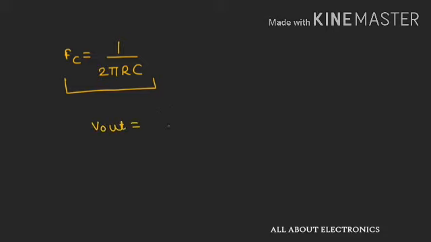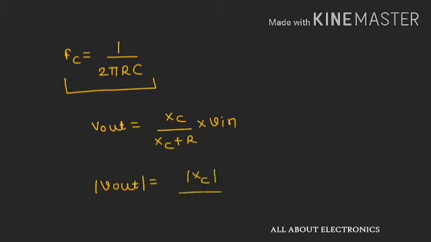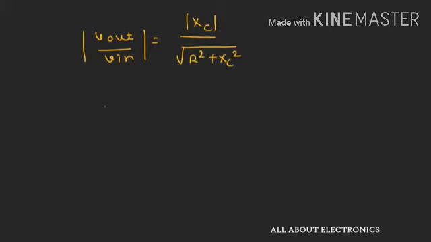Earlier we had seen that Vout can be given as Xc divided by Xc plus R into Vin. If we only consider the magnitude, then we can write it as Vout equal to mod of Xc divided by mod of Xc plus R into Vin. That means Vout by Vin is equal to mod of Xc divided by under root R square plus Xc square.